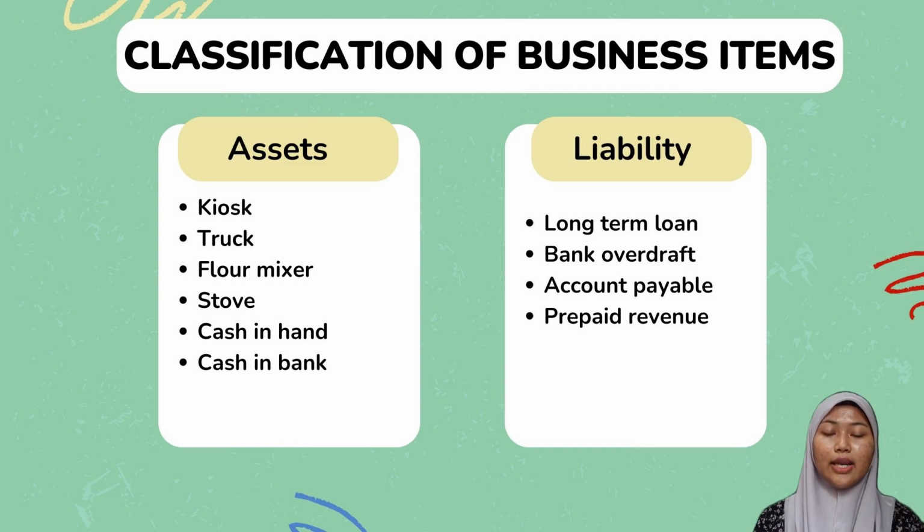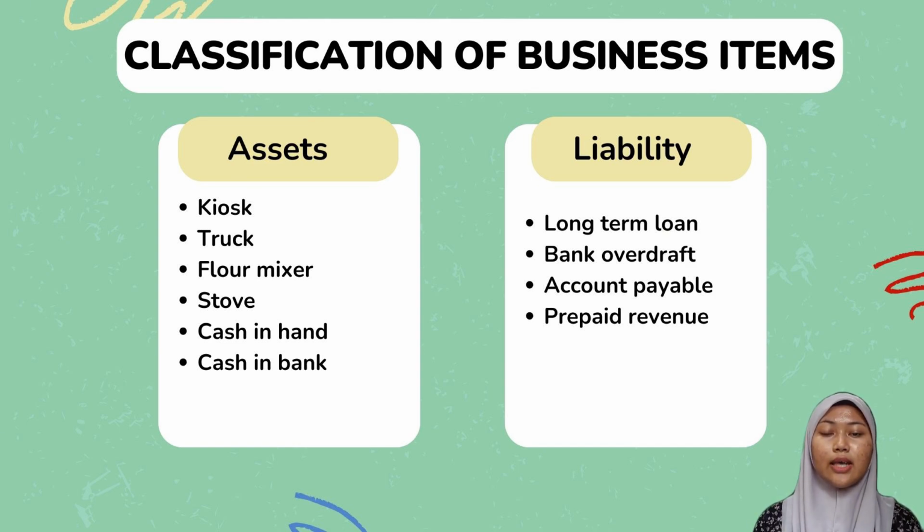Number 1 is asset. Asset can be defined as the resource owned or controlled by a business that has economic value and is expected to generate future benefits. Assets can be classified into 2 groups, which are non-current assets and current assets. Non-current assets are goods used in the business for long-term use and not intended for resale. For example, A Boom has a kiosk, truck, flour mixer, and stove as their non-current assets.